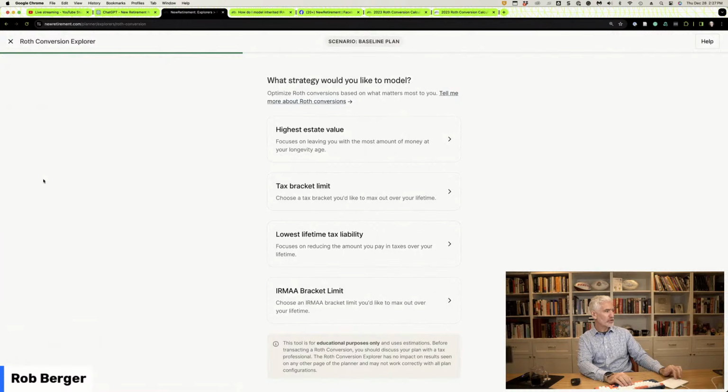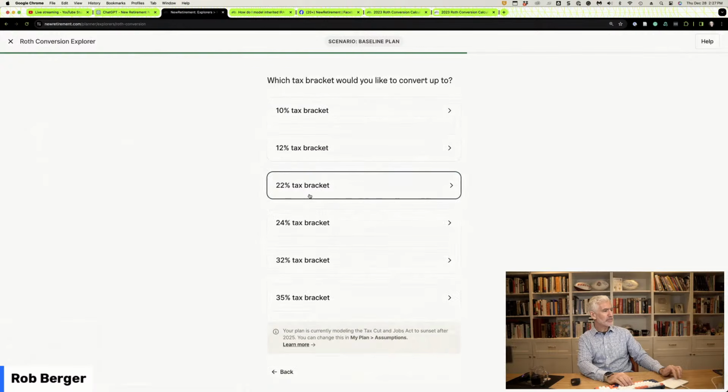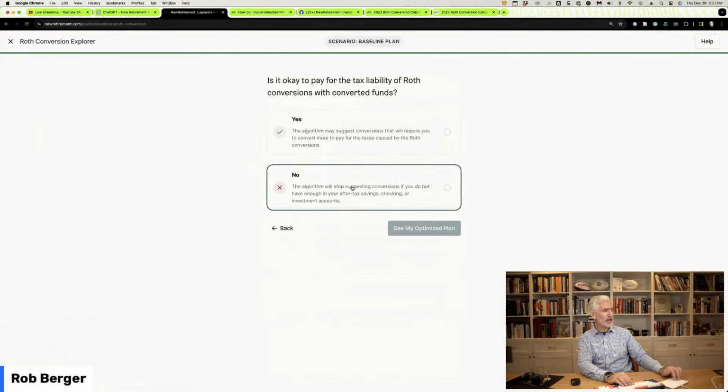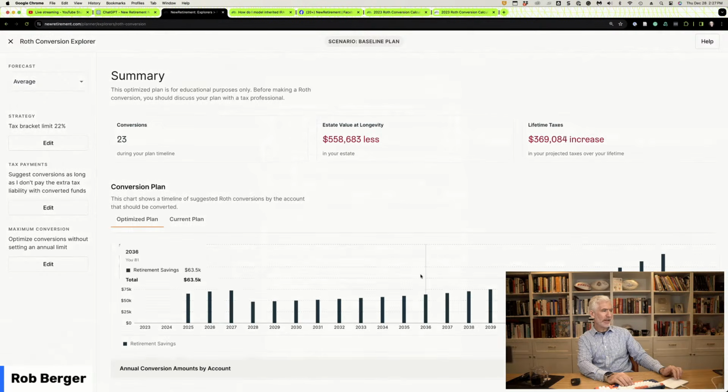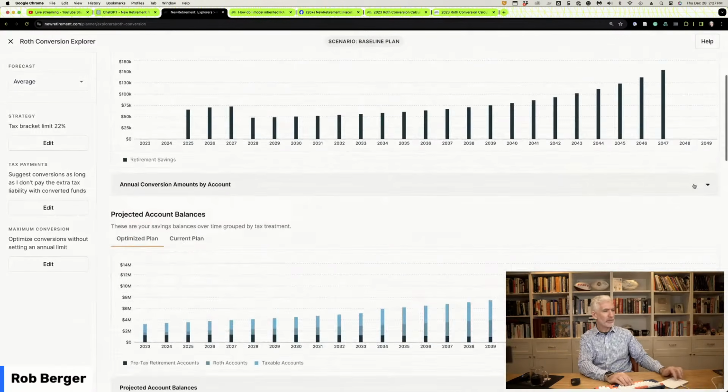One's Roth Conversion Explorer. So you could go in here and say, there's different ways to do it, but we'll say we want to do a Roth conversion up to a certain tax bracket. We'll pick the 22% tax bracket. We only want to pay taxes out of taxable accounts. We don't want to set a minimum amount to maintain in the after-tax accounts. And you get this plan. And here are all of the conversions that they're suggesting. There's no button to hit that actually takes all of those conversions and puts them into the plan. You can see a table of them here.